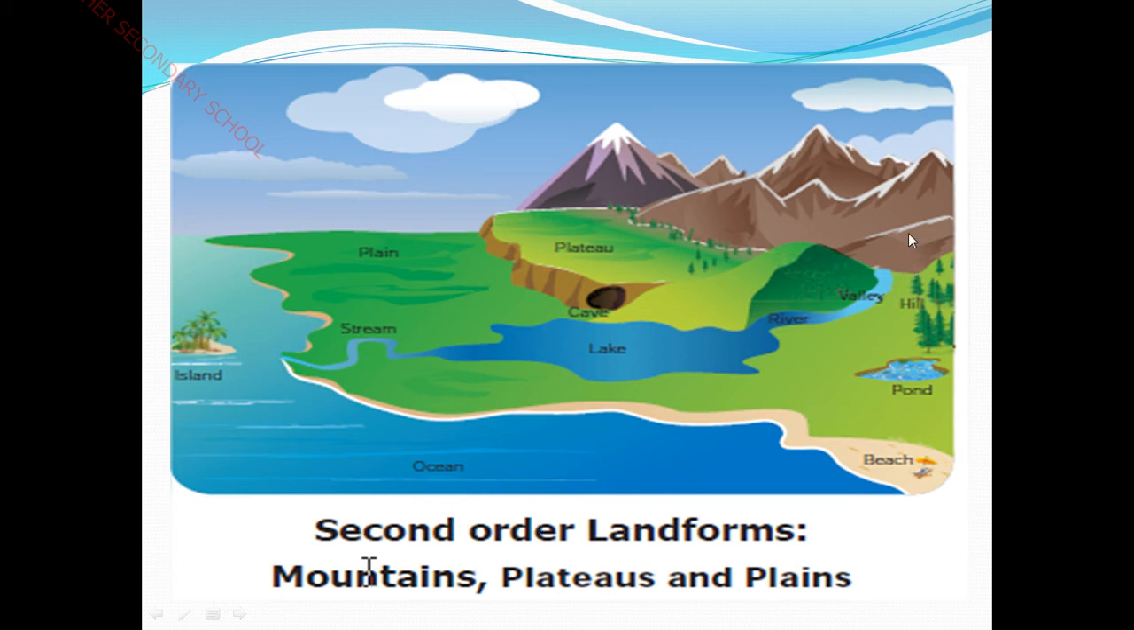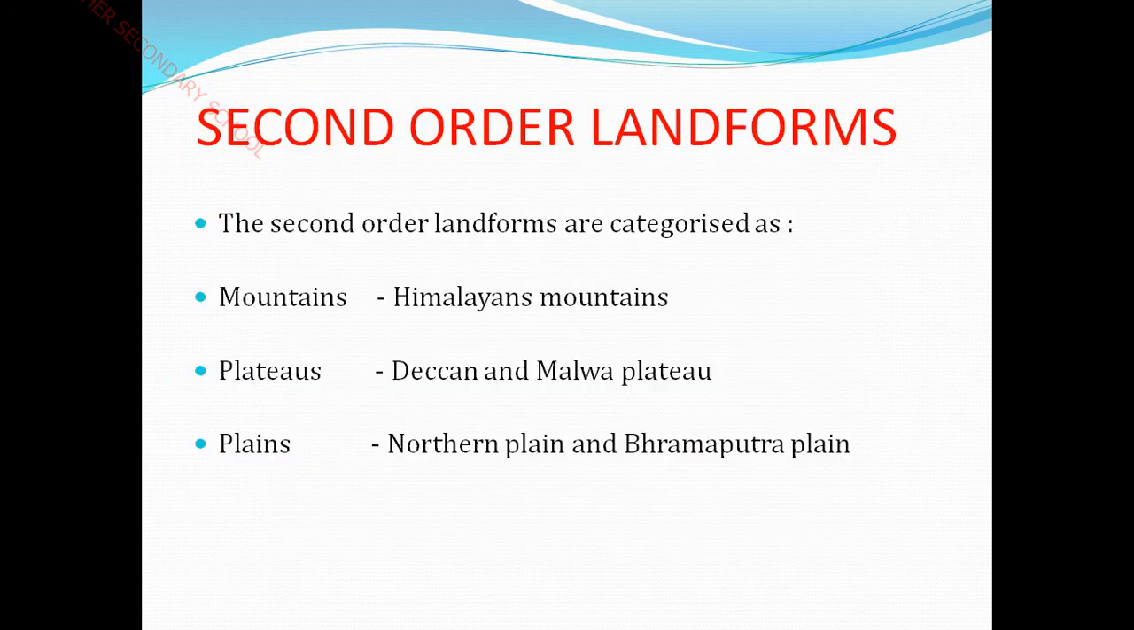So this picture is taken as an example of second order landforms. Children, just keep in mind the second order landforms, which consist of mountains, plateaus and plains. Okay, so here very clearly, the picture gives you an idea about the second order landforms. You have learned in this slide: mountains, plateaus and plains.